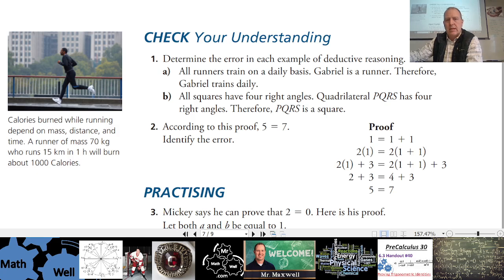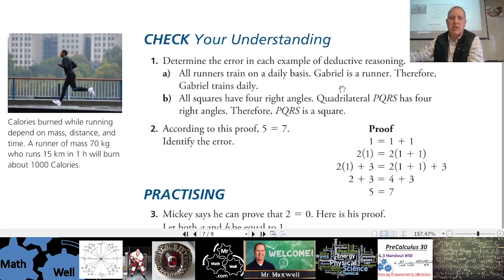B. All squares have 4 right angles. Quadrilateral PQRS has 4 right angles. Therefore, it must be a square. So, the first sentence, all squares have 4 right angles, that's true. All squares do. The second, quadrilateral PQRS has 4 right angles, that's just a statement. The problem is the third one. If PQRS has 4 right angles, it could be a rectangle, right? So it does not have to be a square. The problem is with the third statement, the conclusion. It's an invalid conclusion.